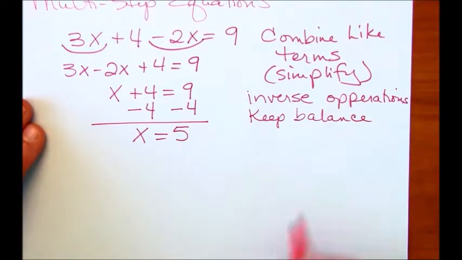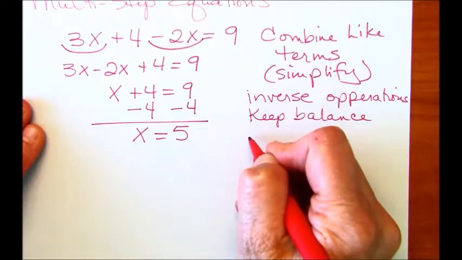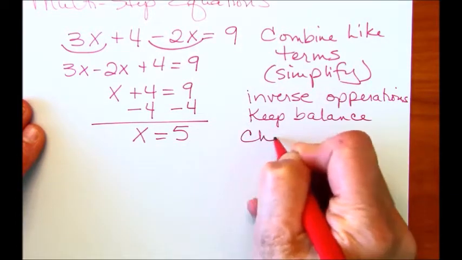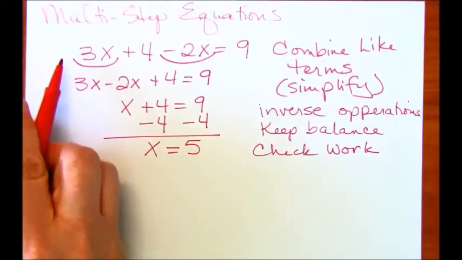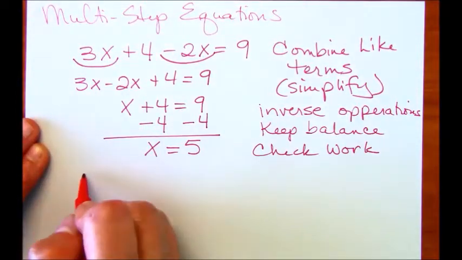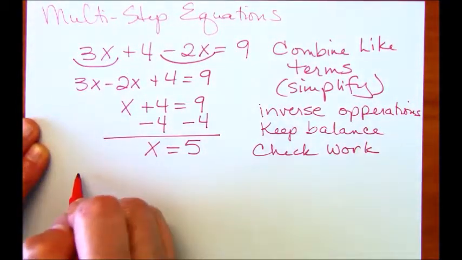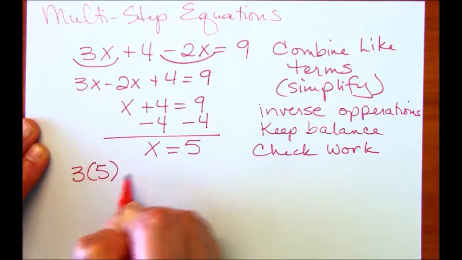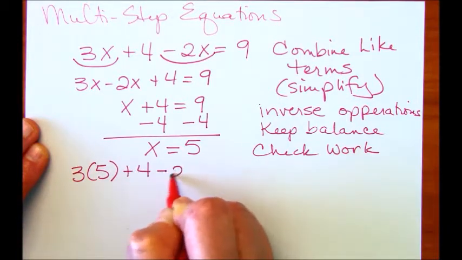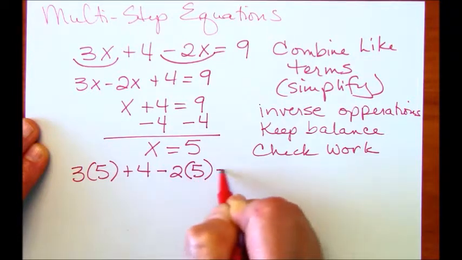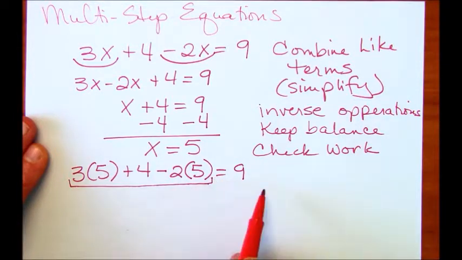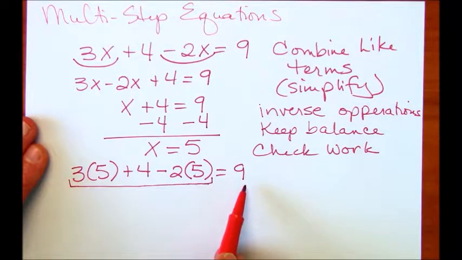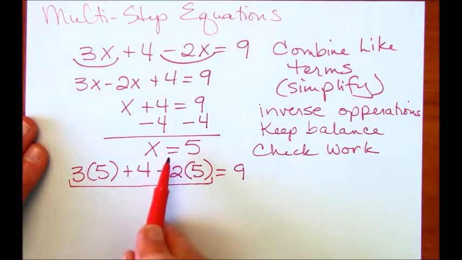And the last thing I recommended in the previous video was to plug in your x value to check your work. So I'm going to go ahead and do that. I'm going to go all the way to here. I'll go ahead and rewrite it. And this is 3 times a number. So 3 times 5 plus 4 minus 2 times 5 equals 9. So everything on this left side needs to equal 9. And if it does, then I feel pretty confident that for this equation, x will be equal to 5.